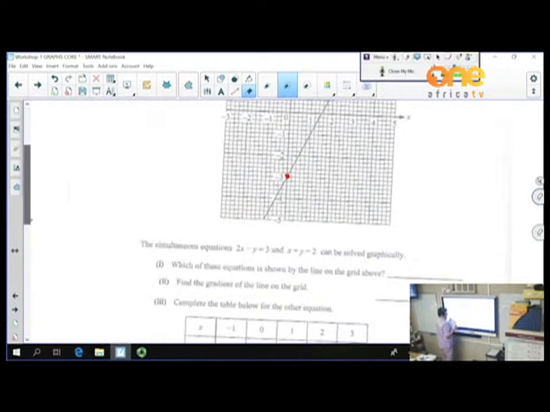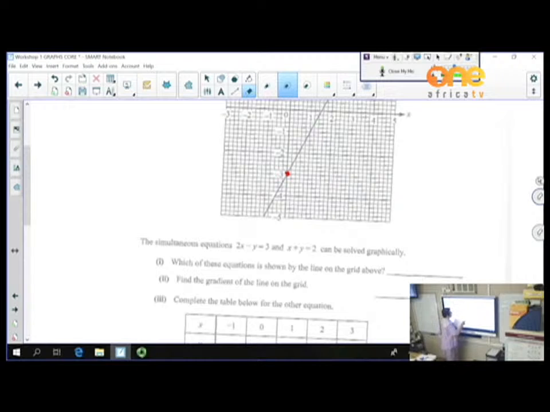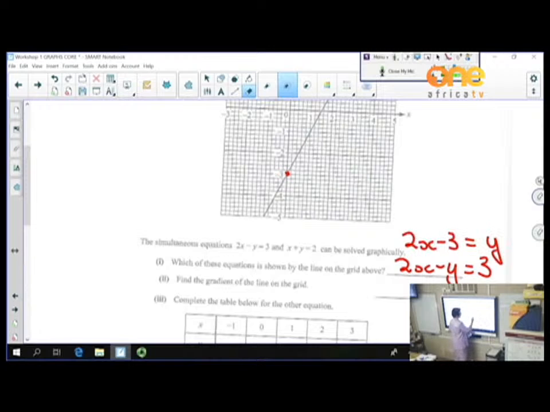So that's my first answer there. You can write it in standard form or in the original one, 2x minus y is equal to 3. That is then that line. But you can see from the standard form, that's how I change it. So we can also write here 2x minus 3 is equal to y, and then we can easily see why we choose that one. Now they say, find the gradient of the line on the grid.